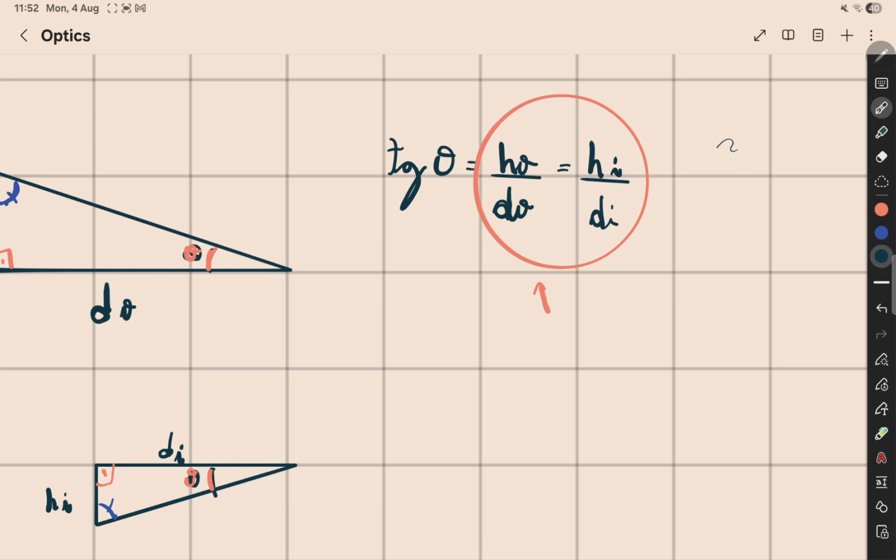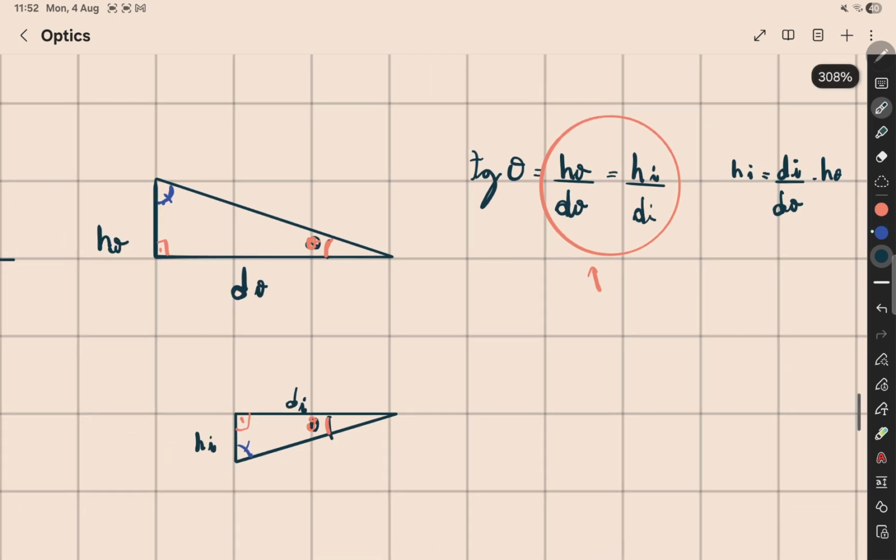If I cross multiply, we'll get something like this. Height of the image is equal to the distance of the image divided by the distance of the object times the height of the object. How have I done this? Basically, I've just taken this one here and tossed it to the other side. So multiply both sides by the distance of the image, okay? And now I have that the height of the image is this factor here times the height of the object.